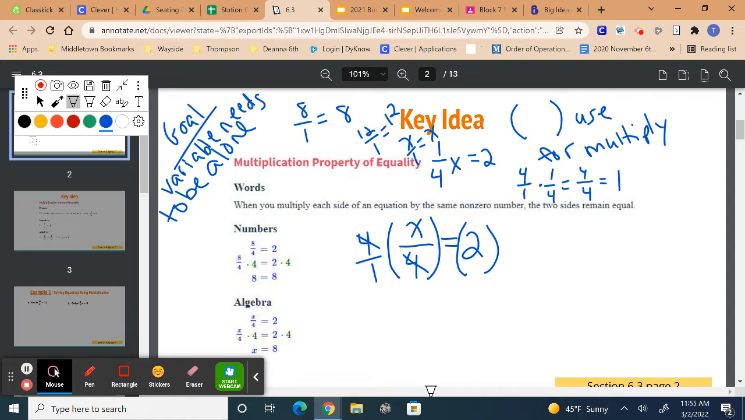So what are we going to multiply by? 4. And you do not have to write the 4 over 1. Okay? Because 4 over 1 is the same as 4. Does that make sense? If you understand this, you can erase this 4, this over 1, and you can just do it like this. I'm okay with that. Okay?